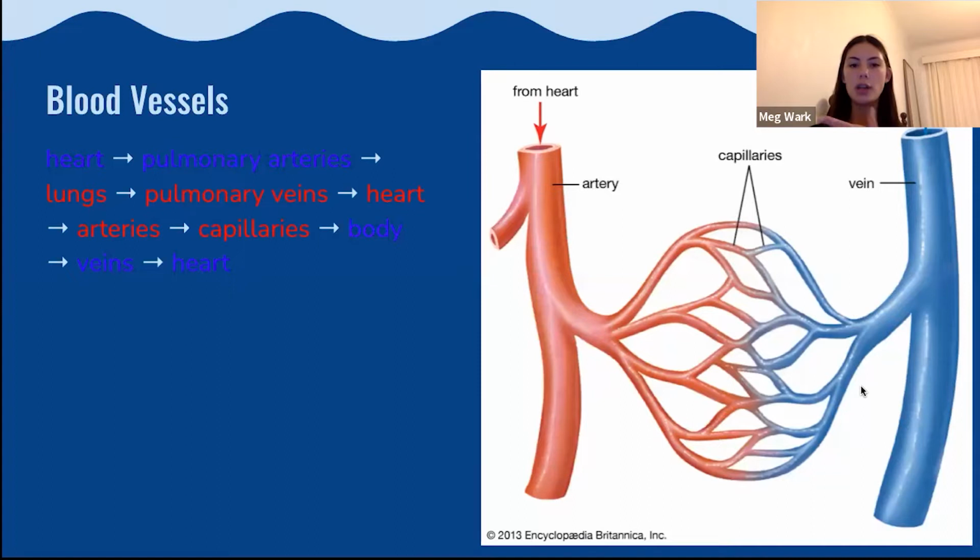So then once the oxygenated blood is back in the heart, it leaves in arteries to go around the body. Capillaries is where the blood diffuses out and becomes deoxygenated again. So that's where the body takes up that oxygen. Then it's back to blue, it's deoxygenated, and it returns back towards the heart in veins, where this process can repeat. So that's the cycle of blood in the body.